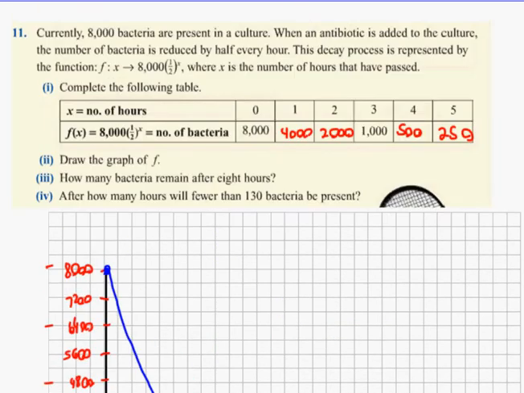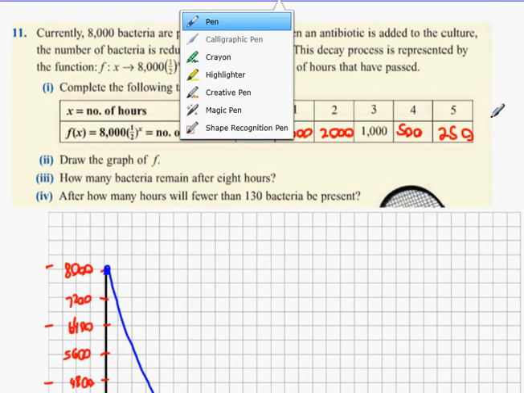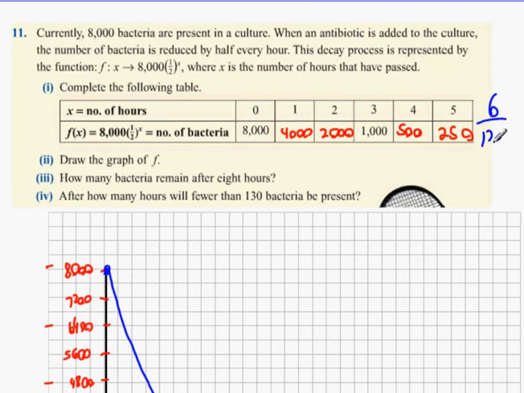So the 6th one will be worth what, guys? 6 will be worth 125. 7 will be worth, what's half of 125? And what's half of 62.5? 31.25. So there'll be roughly 31 bacteria left.